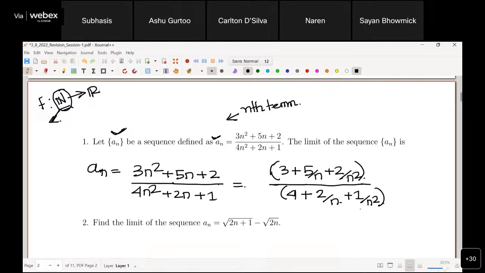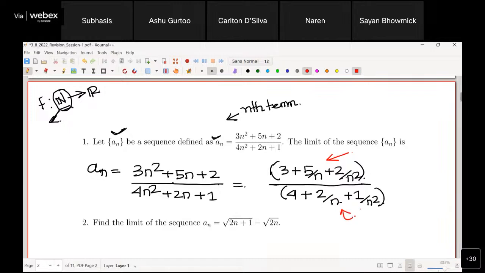Oh, okay, thank you. So as you can see, I can rewrite this sequence like this, and now I have two things over here. This is basically my numerator, and the below one is my denominator.